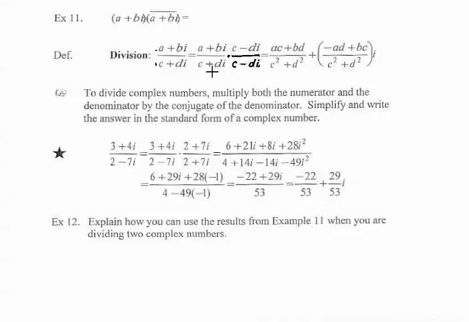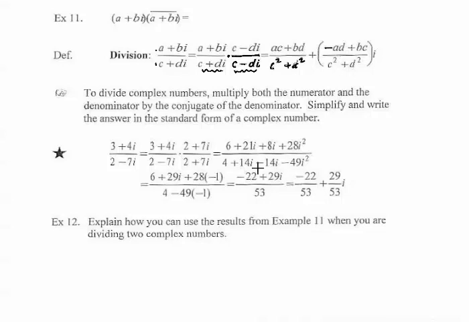Alright, now on the bottom you see that we have complex times conjugate, and so we can just replace that with the c squared plus d squared, and then on the top what we end up with is a real part, AC plus BD, and then an imaginary part, AD plus BC, with a sign of negative. Okay, so this is just in general how you divide complex numbers.